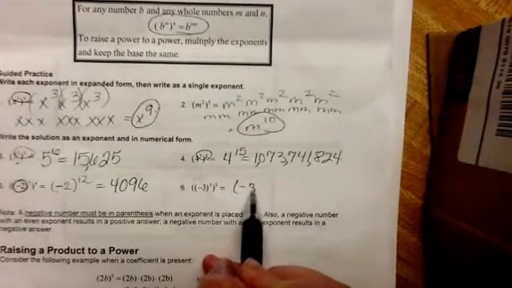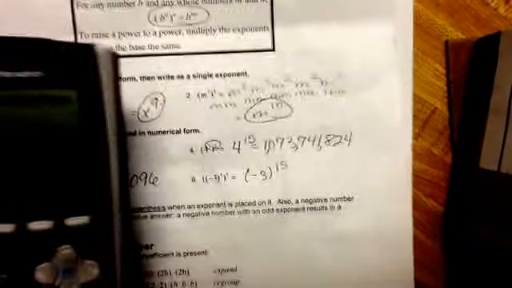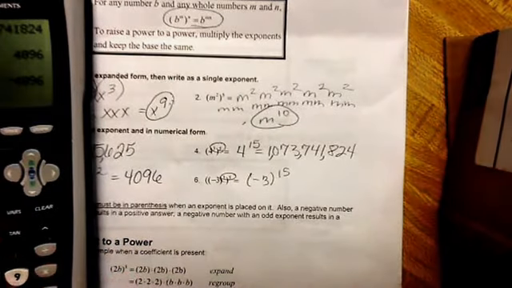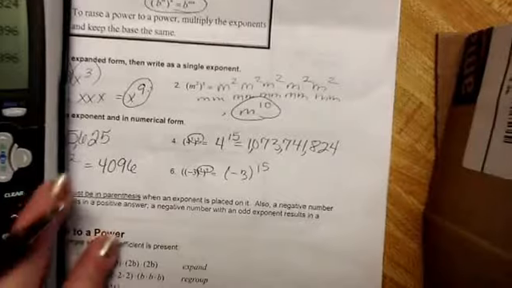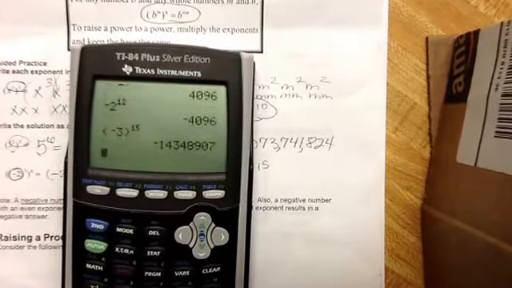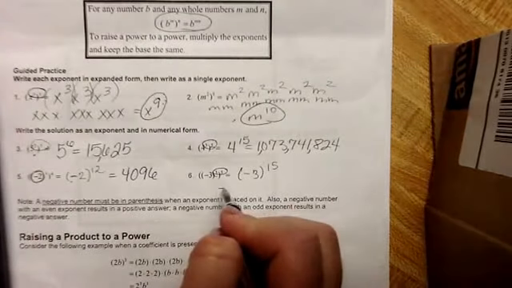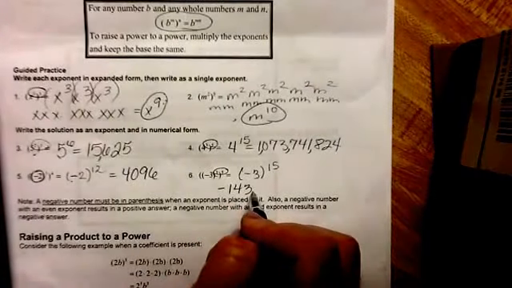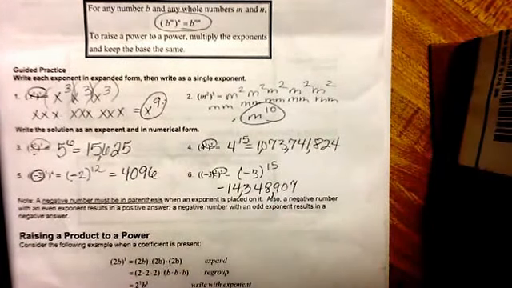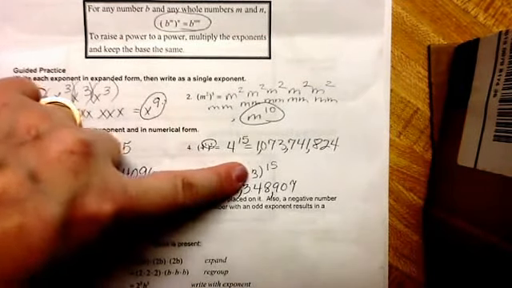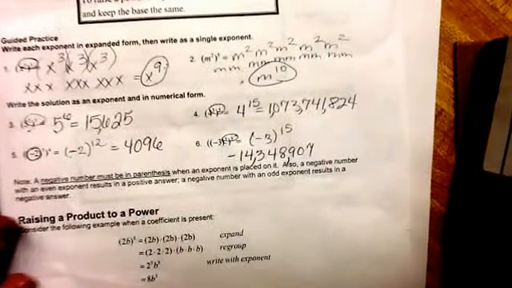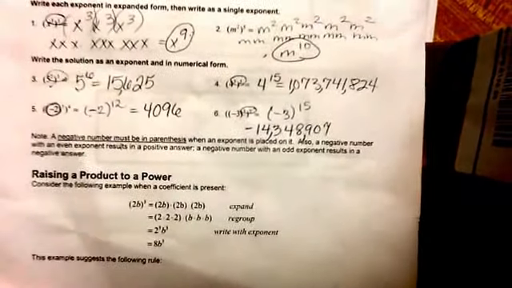Same thing for negative 3. Negative 3 to the 15th power, because I multiplied 5 and 3. Parentheses, negative 3 to the 15th. This is the way you want it to look on your calculator. So again, we get a large number. And this is our exponential. This is your numerical. So you can simplify that. Again, this notes a negative number must be in parentheses.